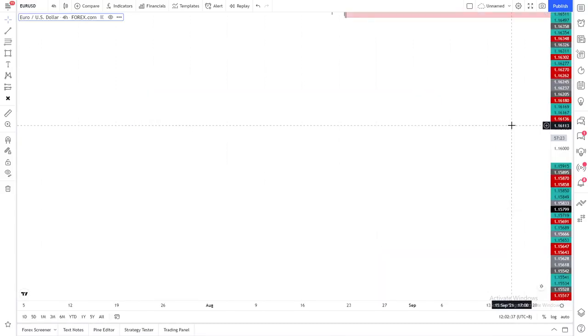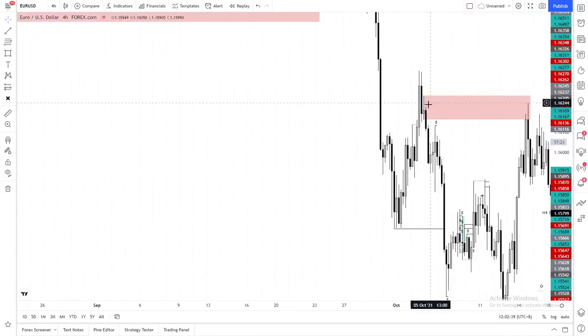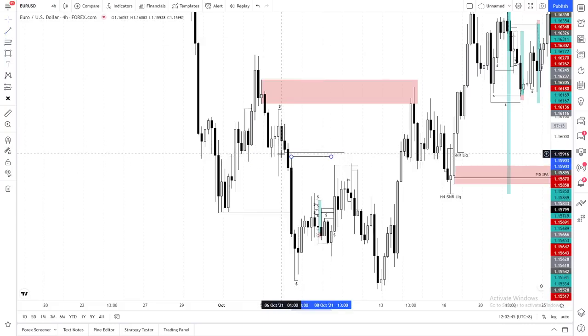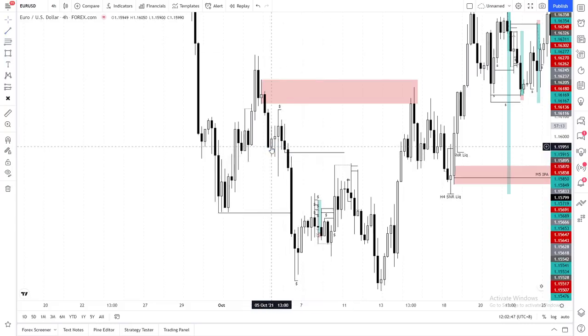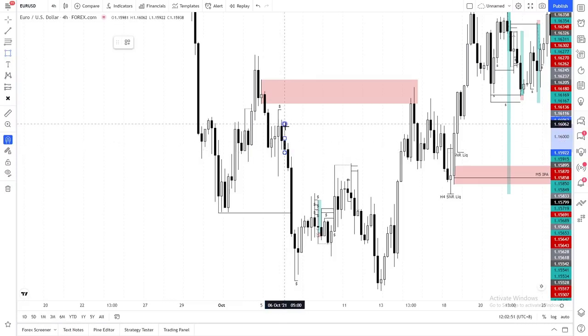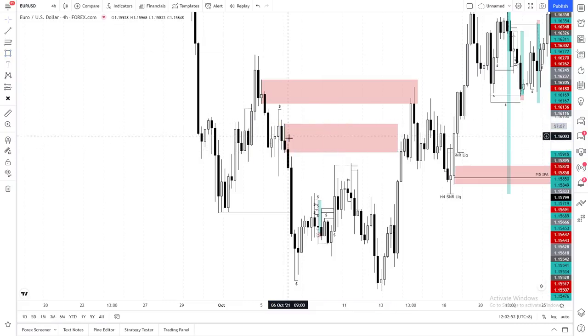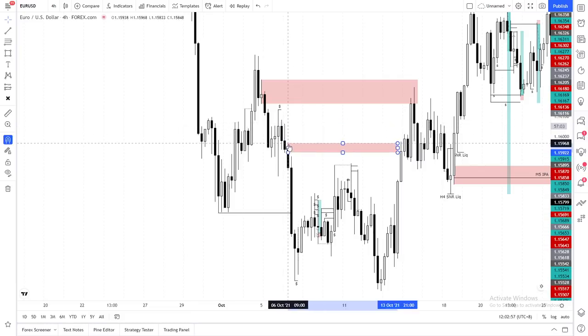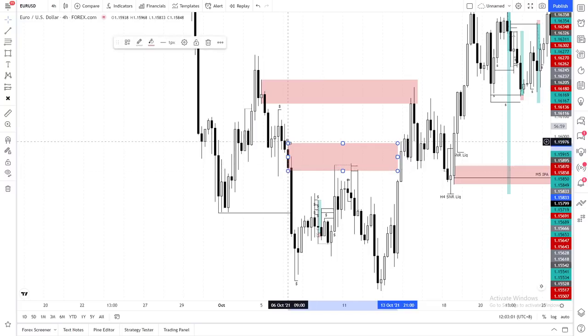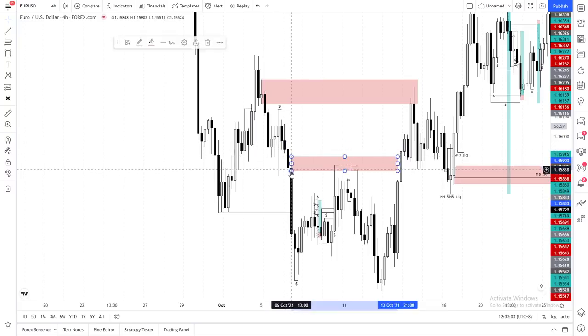This would be an example of what I marked here on the H4. Okay, that's an OB. This would be an IPA. You see how we have liquidity in between. We just take the 100% fill. And that's how we mark the IPA candle. How do we mark the hidden base? There is one hidden base here, and there is one hidden base here.